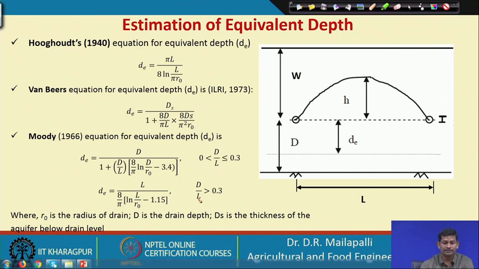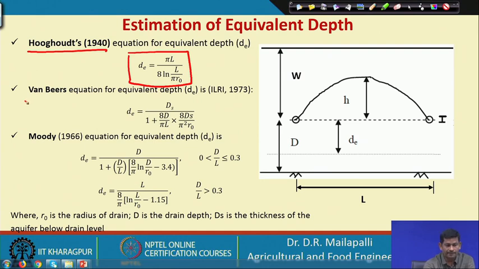And the next is estimation of equivalent depth. This is very important, as Hooghoudt converts the pipe drainage system to a deep ditch system by introducing the equivalent depth concept. For the equation of equivalent depth dE, Hooghoudt has given this formula: pi L by 8 ln of L by pi r naught. Okay.